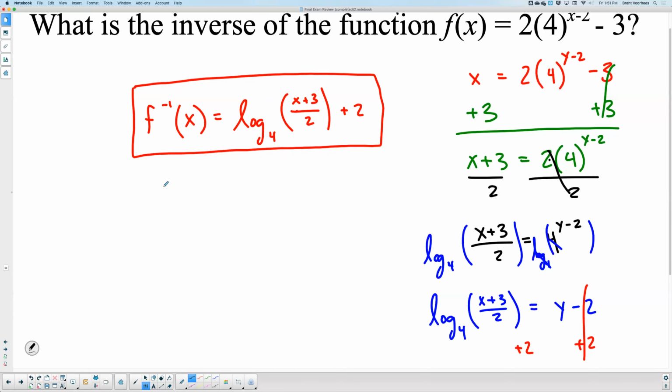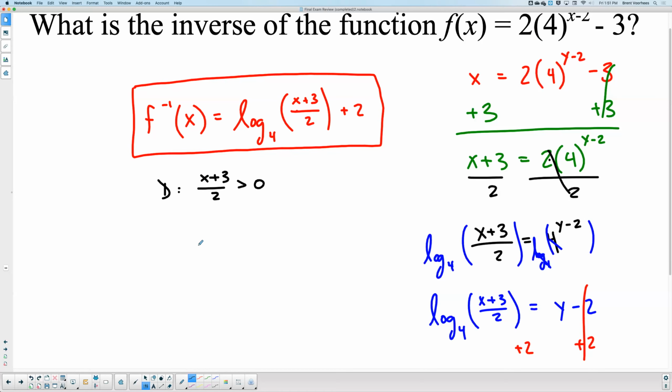Has to be positive. So to find the domain, you would take the inside, (x plus 3) over 2, has to be positive. What symbol in mathematics means positive? Do I put just a plus sign? Greater than 0. That's what you need. Okay, how would I solve that?